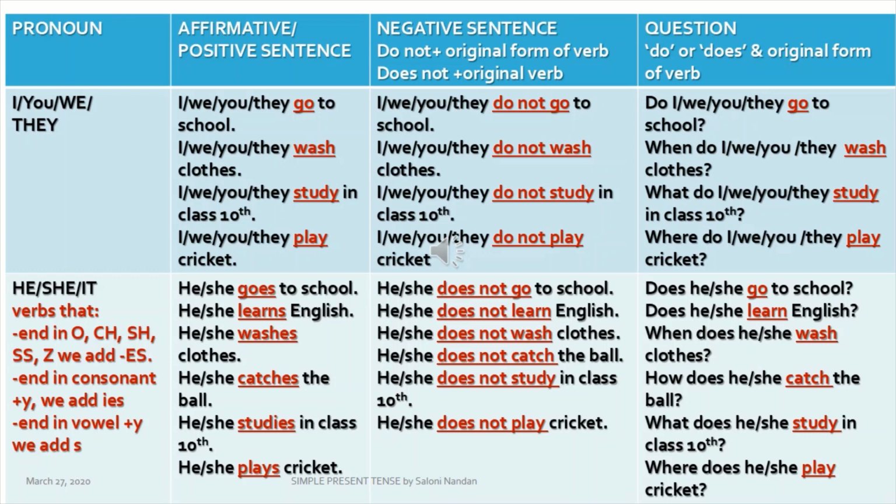Now let us look at the negative sentences with pronoun he, she, it or singular nouns. He, she does not plus go, the original form of the verb, to school. Another example. He, she does not plus learn, the original form of the verb again, plus English. Another example. He, she does not plus wash clothes.